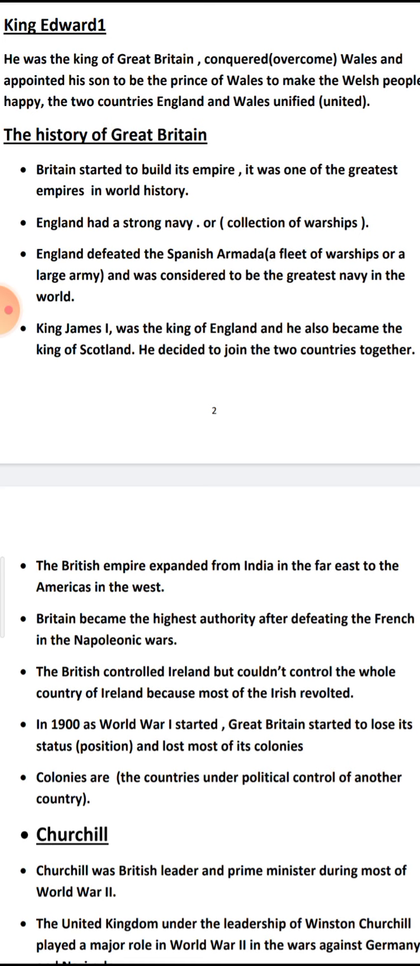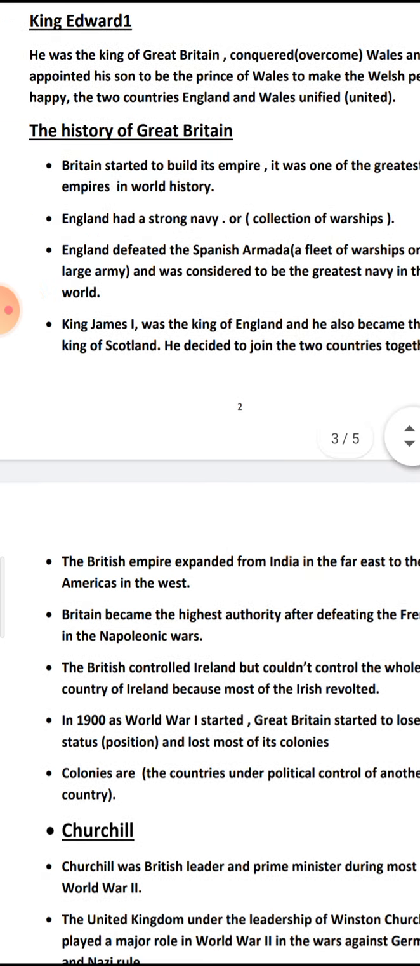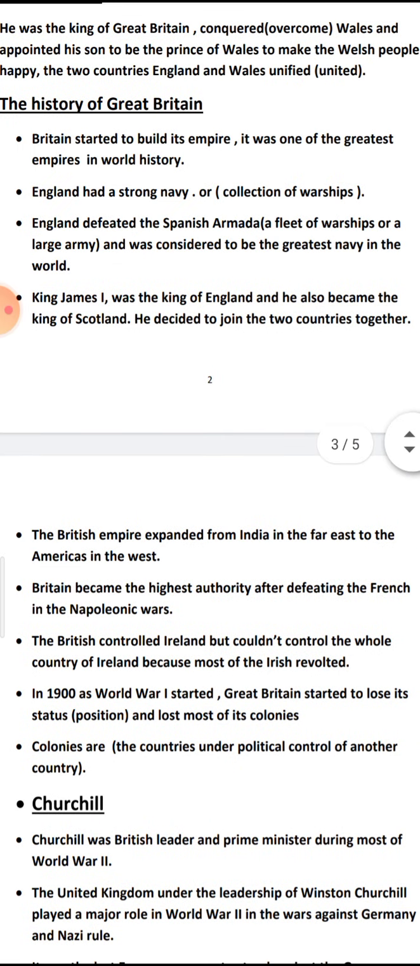Okay, and he took Wales and appointed, or put, his son to be the prince of Wales to make the Welsh people happy. And the two countries, England and Wales, unified. Unified means united, joined together. The two countries, England and Wales, joined or unified together. Okay.